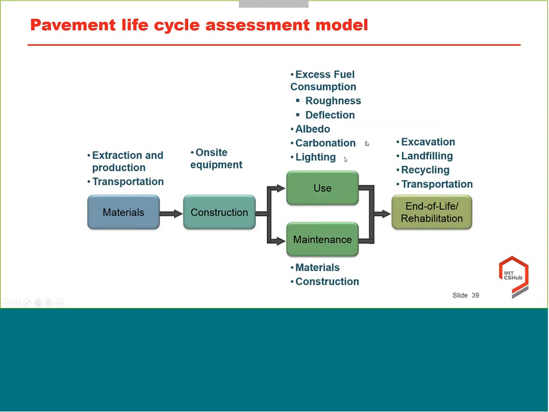We have impacts of the reflectivity due to lighting. So the higher reflectivity of a surface, the lower the lighting burden. Carbonation: some materials are able to absorb carbon dioxide. And we have these albedo effects we've just been talking about.